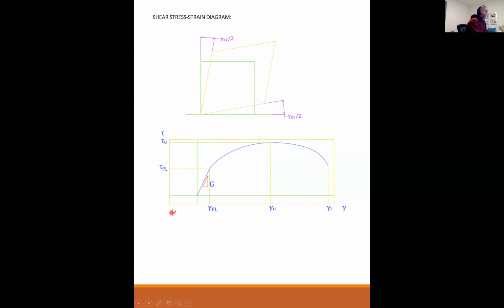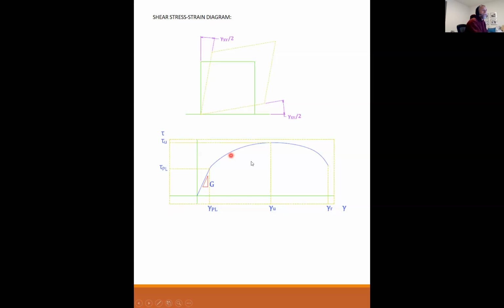We have a point of proportional limit. So this is where it goes from a straight line to a non-straight line. And we have a shear strain and shear stress at an ultimate, and we have a shear strain at rupture over here. So these are the highlights, the points on the graph. You notice that the slope of the elastic portion of the shear strain diagram has a slope to it, but instead of E, Young's modulus, we now have this G.